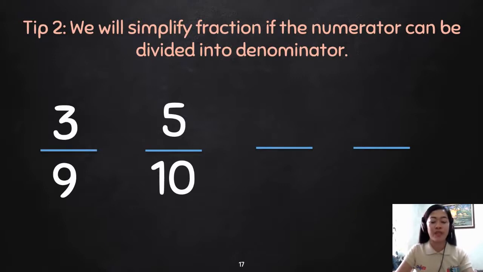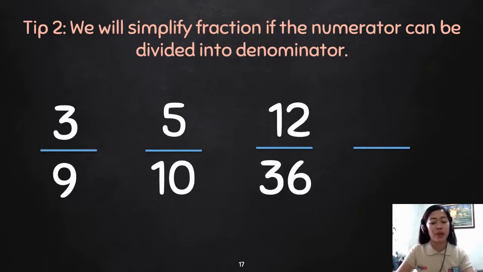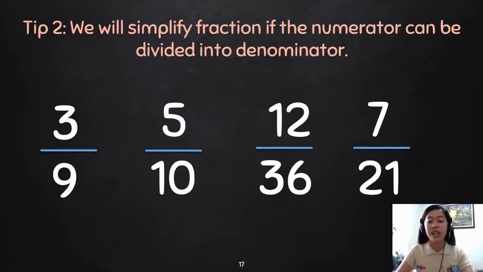Therefore, 5/10 can be simplified. Also in 12/36, 36 divided by 12 is 3. Okay, so pag ganyan, dapat nating i-simplify ang fraction. Also in 7/21. So 21 divided by 7 is 3. Okay, again, we will simplify fraction if the numerator can be divided into denominator.